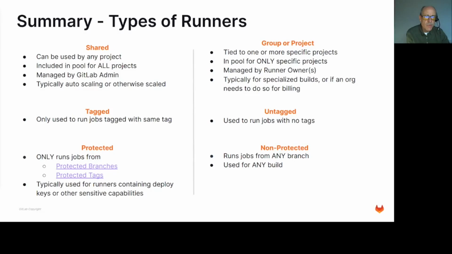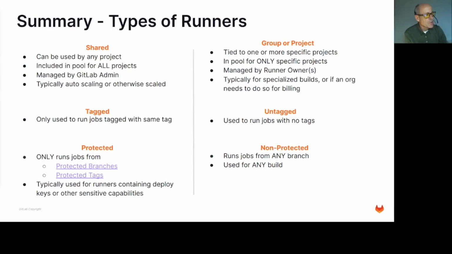Let's review the types of runners we've talked about so far. So we have shared runners, which is that high level, can be used by any project. Typically, they would be managed by the GitLab admin. Most often, they would be set up to be auto-scaling. Then at a little bit narrower scope, we have group and then project level runners. Those are going to be tied to one or more specific projects for groups or tied to one specific project for a project runner. Those runners are owned and managed by the runner owners.